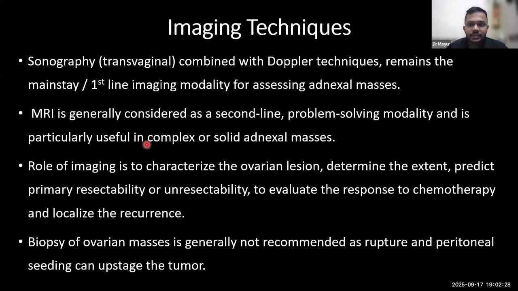First, the imaging techniques in ovarian neoplasms. Sonography remains the first line imaging modality of choice for assessing adnexal masses. MRI is generally considered a second line problem solving tool in complex adnexal masses. The role of imaging is to characterize the lesion as benign or malignant, determine the extent of disease, predict resectability, evaluate treatment response, and localize recurrence. Biopsy is generally not suggested because peritoneal seeding can upstage the tumor.